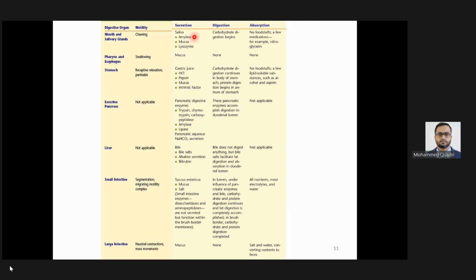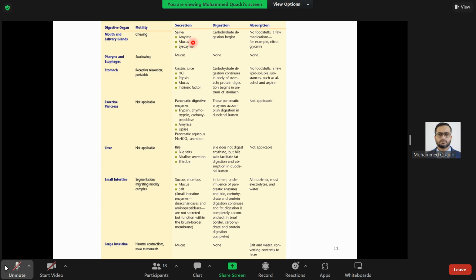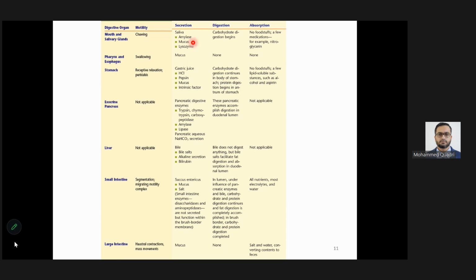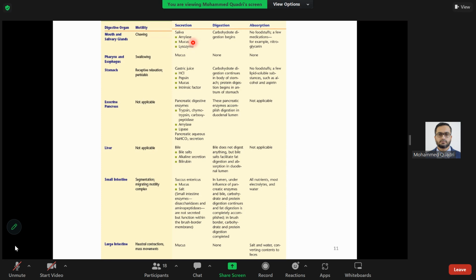Comes to the next component here, amylase. Digestion of what? Carbohydrate. Does it complete in the mouth? No. Then it begins, polysaccharides to disaccharides. So it begins in the mouth. This is the sentence I want: carbohydrate digestion begins in the mouth with the help of salivary amylase.